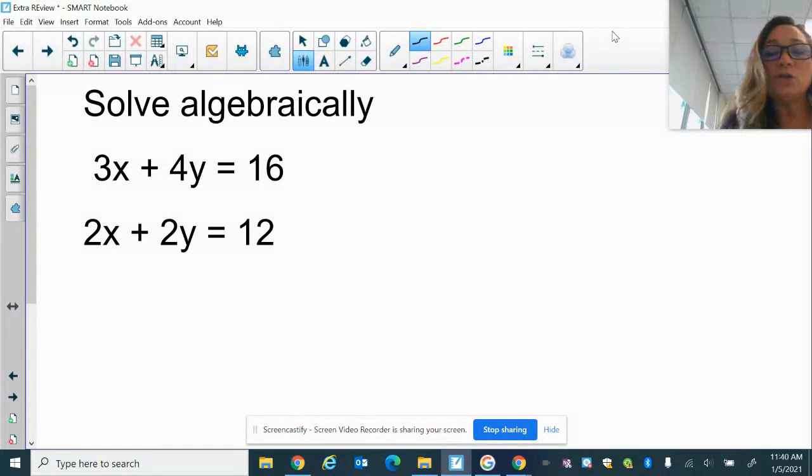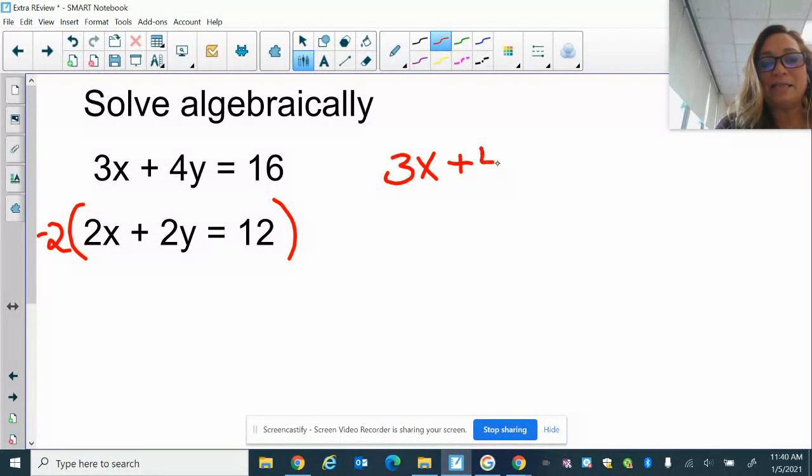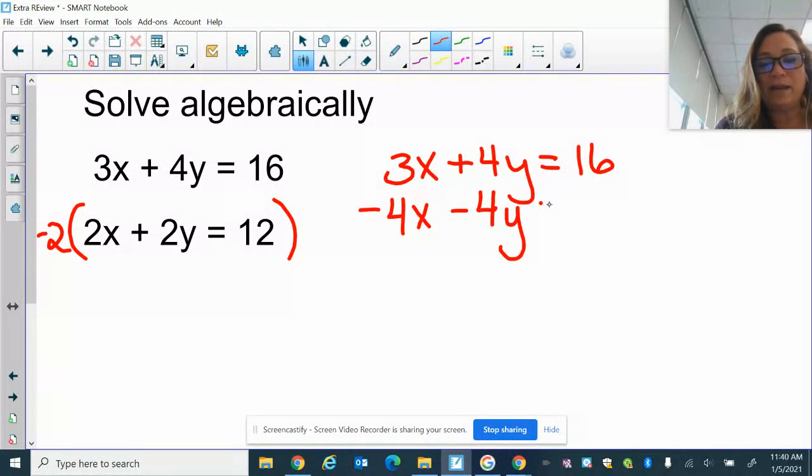Solve algebraically. So when I'm solving algebraically, I basically have two choices: the elimination method, where you use additive inverses, or substitution, where you take an expression and substitute it for another. Since these are both in standard form, I'm going to use elimination. I'm going to eliminate the y's by multiplying the bottom equation, or the second equation, by -2. I'm leaving the top equation as it is because I already have a 4y, which is going to match up nicely with the -4y, which I am now creating by multiplying by -2.